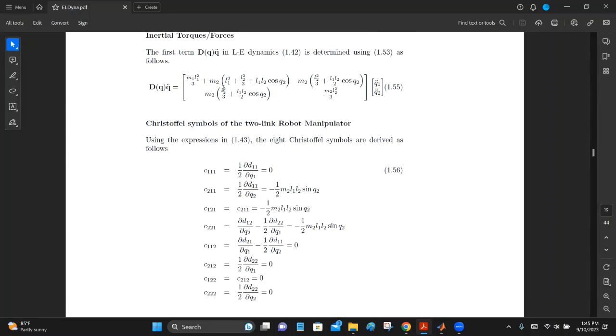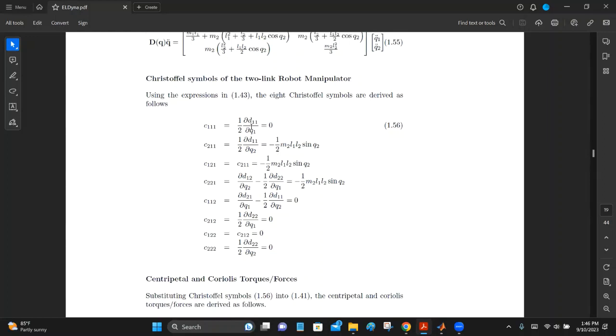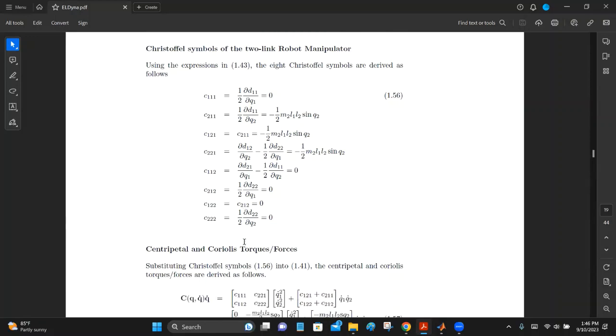Next, you take the D elements, D11, D21, D12, and D22, and use these equations to determine the Christoffel symbols of the first kind. For a two-link manipulator, you have 8 Christoffel symbols, 2 to the power 3. There is a standard equation for Christoffel symbols that you use to calculate these. You don't have to derive anything, it's already there. Just use it.